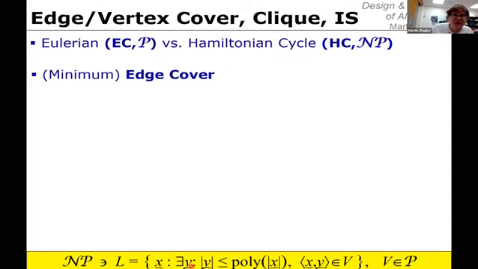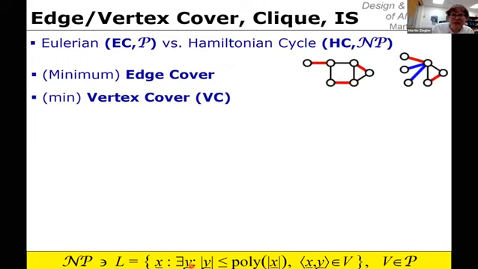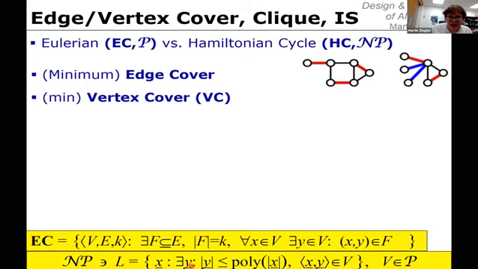So edge cover is the following problem. Given a graph, what is the size of a smallest edge cover? What is an edge cover? An edge cover is a subset of the edges, such that every vertex in the graph is endpoint to at least one of the edges.